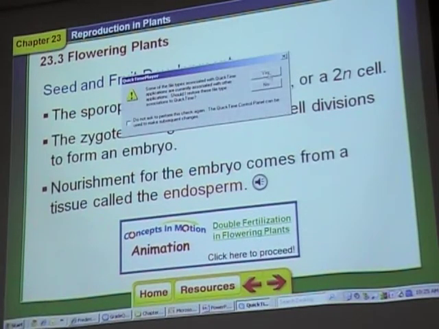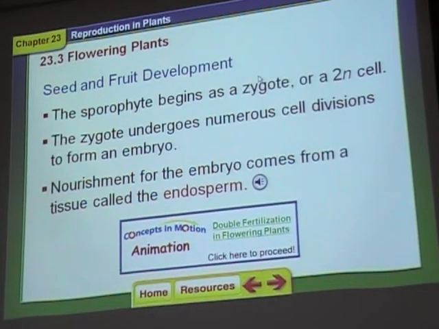Concepts in motion and animation. Click here to proceed.